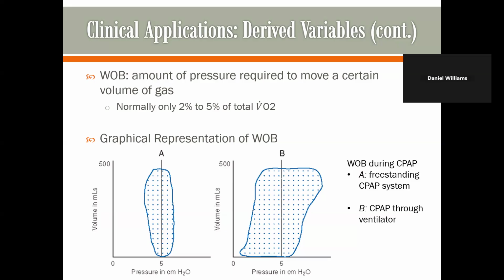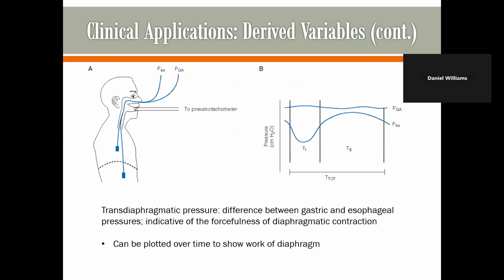And then we see some standalone CPAP unit there on the left versus where you have the placement of an endotracheal tube. So we're doing CPAP through the ventilator. So you can see on the right there's a wider graphic, which basically represents having to overcome the airway resistance established by the endotracheal tube or the artificial airway. So keep that in mind.